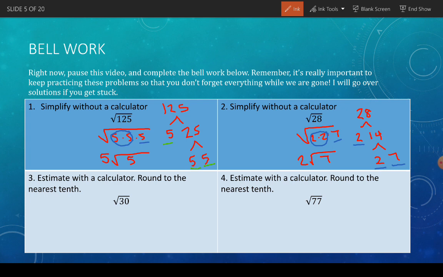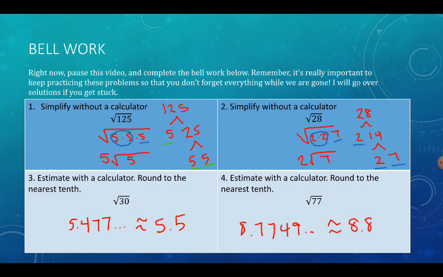So we have the square root of 30. When we put that in our calculator, we'll get 5.477 and some other numbers. And we need to round to the nearest tenth, so that'll be 5.5. Number 4, if we estimate the square root of 77 with a calculator, we'll get 8.7749 and some other numbers. And rounded to the nearest tenth gives us 8.8. Good job.